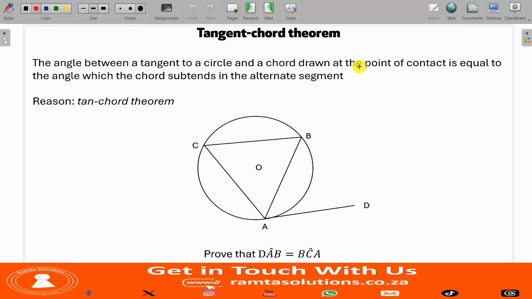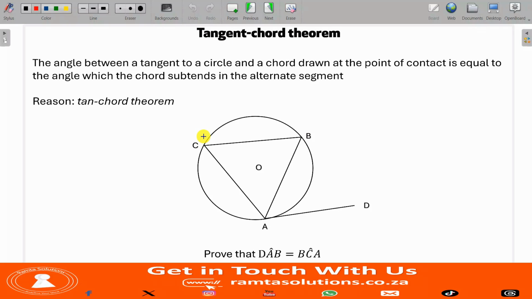So the chord drawn at the point of contact, this time we will take it to be AB, as you can see. They say that the angle between the tangent and a chord, which is this angle here, will be equal to the angle which the chord subtends in the alternate segment, which is this angle here. Whenever we use this theorem, you must always give the reason Tan-chord theorem.